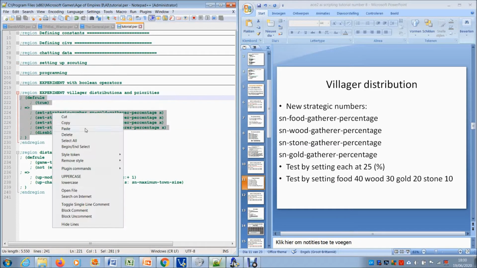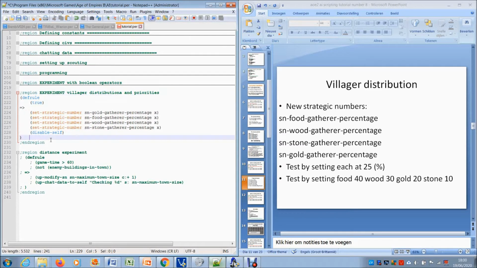I've already prepared the script. Defrule true. We will have a look at the facts later. Set strategic number SN gold gatherer percentage, food gatherer percentage, wood gatherer percentage, stone gatherer percentage. Where the X's are, we will start by putting each at 25. Don't forget to save. Disable self when setting strategic numbers, especially gathering percentages, so villagers don't continuously retask unnecessarily.